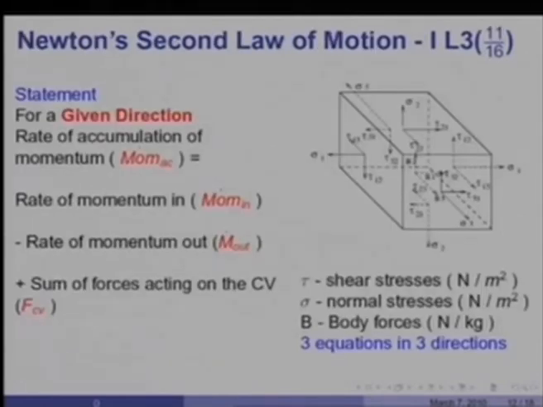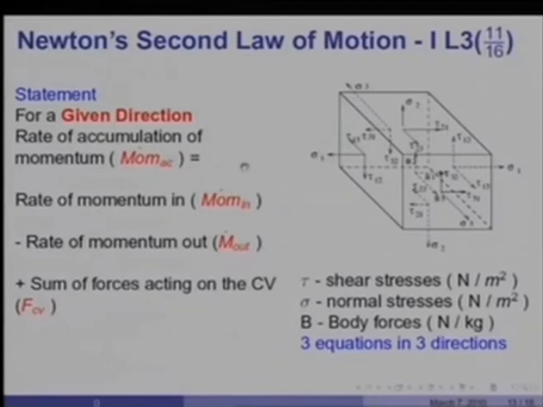I now turn to the second law of motion, which, as I said, is concerned with the transport of momentum. The statement goes something like this: for a given direction x1, x2 or x3, the rate of accumulation of momentum equals rate of momentum in minus rate of momentum out plus sum of the forces acting on the CV in the same direction. Remember, Newton's second law of motion says that the force equals mass into acceleration, but implies that the force and acceleration are in the same direction.